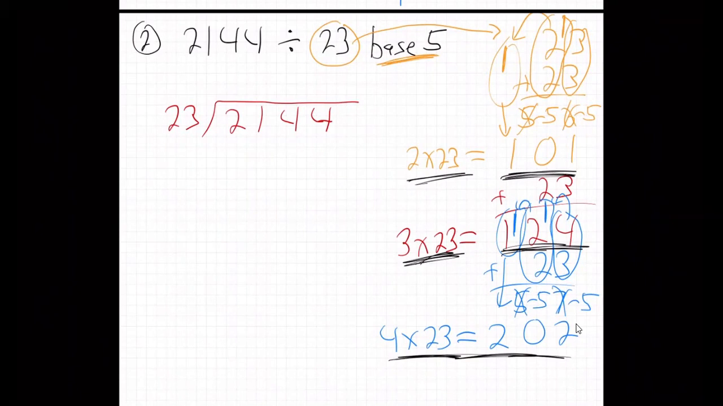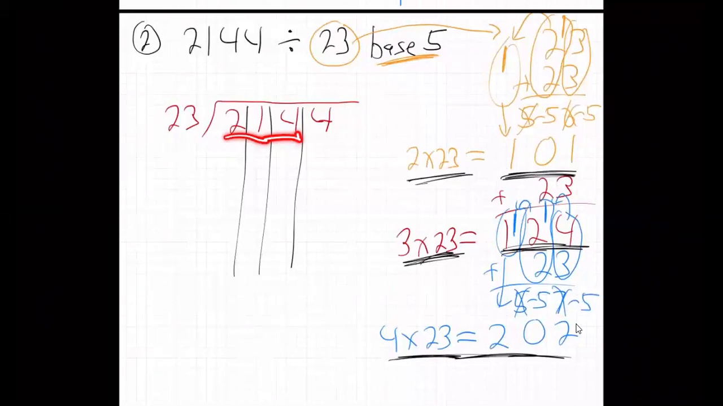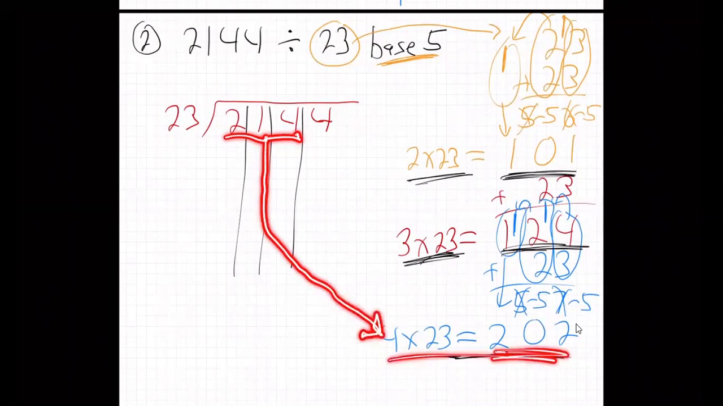So 23 into 2, 1, 4, 4. Let me put in the lines for our place values. Okay, so what number are we going to go into? We can't go into 21, so we go into 214, huh? So 23 into 214. How many times does 23 go into 214? Right. See right there? Goes in 4 times, right? Because that's 202, and that's still under our 214 number.